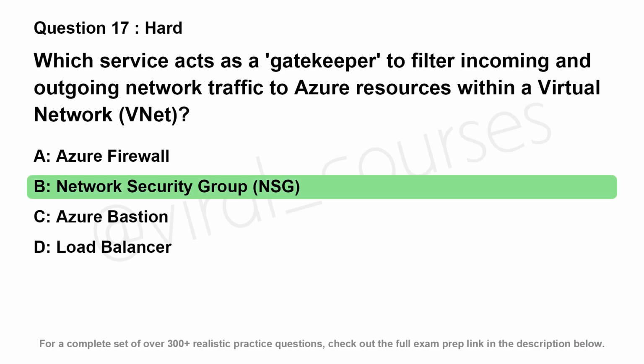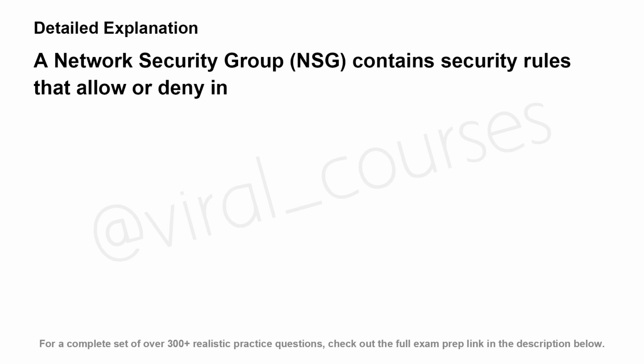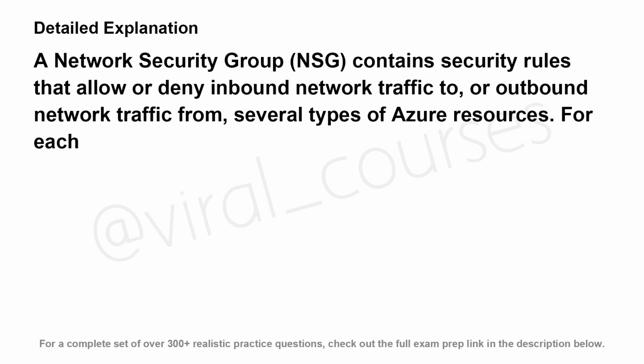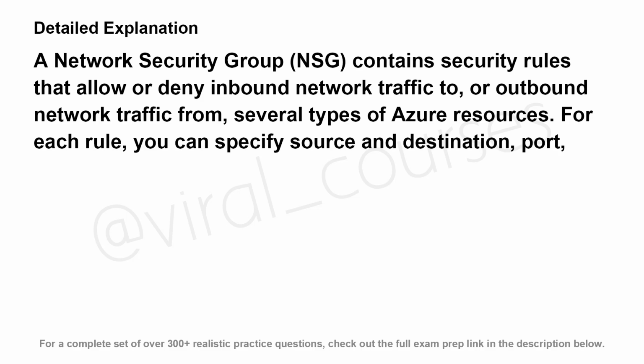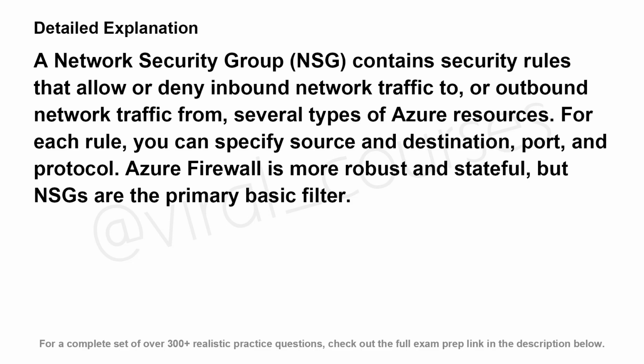The correct answer is B. A network security group, NSG, contains security rules that allow or deny inbound network traffic to, or outbound network traffic from, several types of Azure resources. For each rule, you can specify source and destination, port, and protocol. Azure Firewall is more robust and stateful, but NSGs are the primary basic filter.